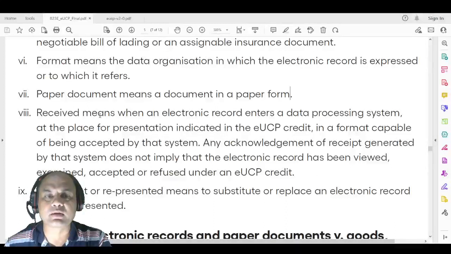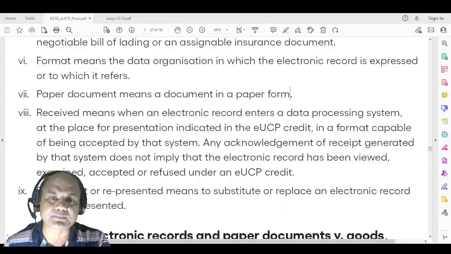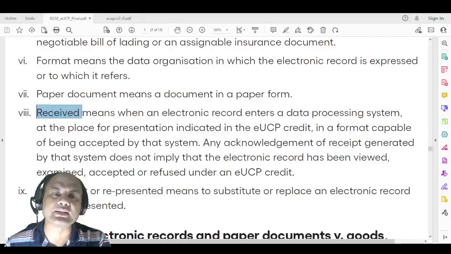Received means when the electronic record enters a data processing system at a place of presentation indicated in the eUCP credit, in a format capable of being accepted by that system. Let me break this part down. Received means what? When will I say received?